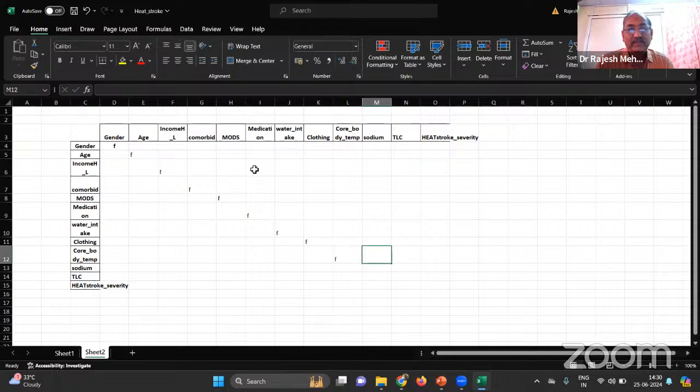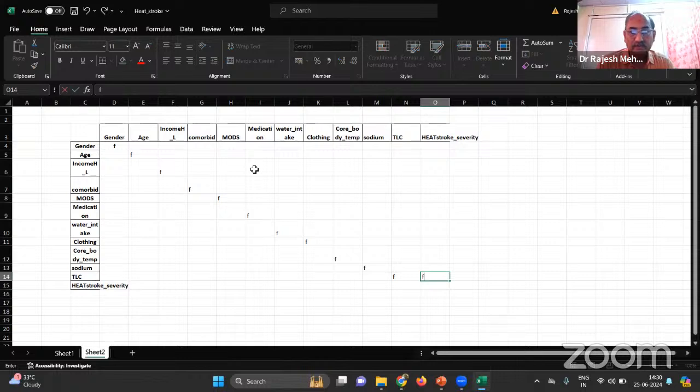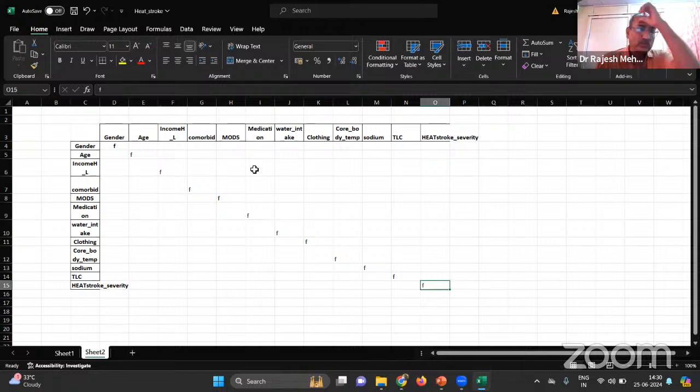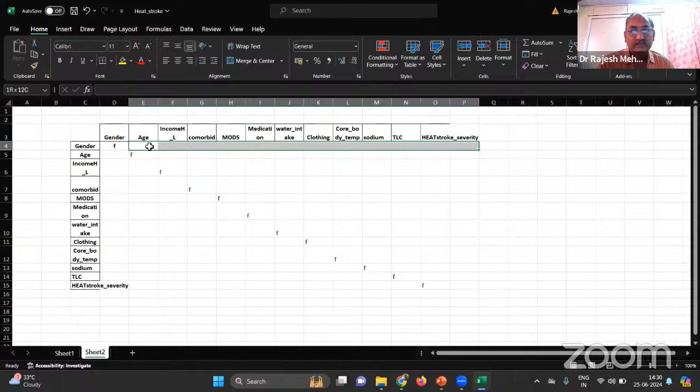So this 12 will be minus. They are not the cross tabulation. So 12 into 12 is 144, and 144 minus 12. And if you compare age versus gender, and gender versus age, it will be the same. It's a mirror image. So this data is a duplication.